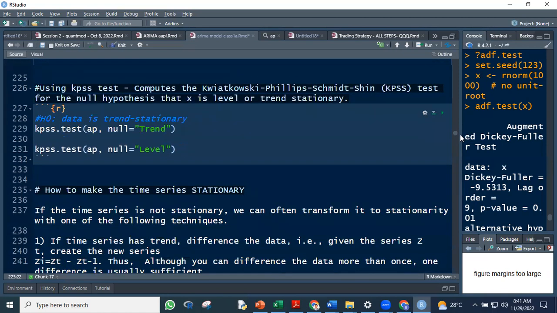Alright, so anyway, this one naman, KPSS test. Nahirapan ako mag-pronounce nito, Kwiatkowski-Phillips-Schmidt-Shin test. Okay? Ang null hypothesis nito is that X is stationary. Okay, so you can test here that the null hypothesis is stationary siya at trend or stationary at level. Let's run both of these.